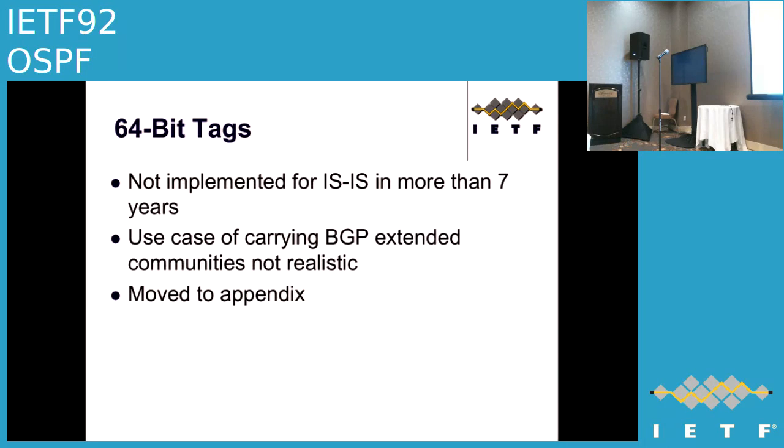Now the ISIS draft, this was way back 7 years ago, and it was in use more than 7 years ago. Probably it took a good 2 years to standardize, so more like 10 years. There was a 64-bit tag. Nobody's implemented this. Nobody's used it. The use case of carrying BGP extended community is not realistic. Nobody's putting a lot of BGP routes in the IGP. So I left that out. I just moved the 64-bit tag to the appendix because I couldn't find one vendor who implemented it for ISIS.